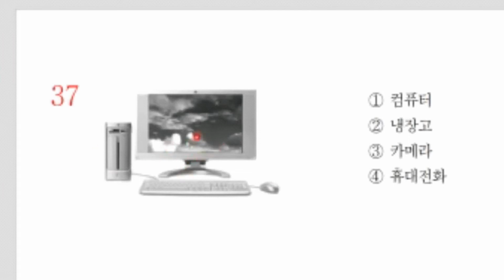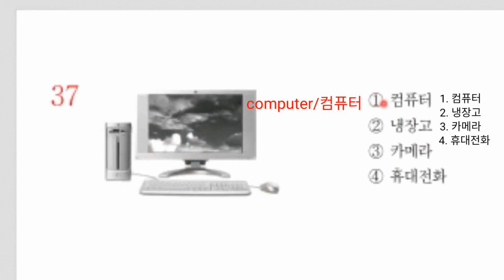Ito ay isang computer, right? May mouse pa, ganyan. Okay, so, ang sagot is number 1 pa rin, guys. Number 1. Agad. Computer nakalagay. So, computer. Okay, it's number 1. So let's also check number 2.